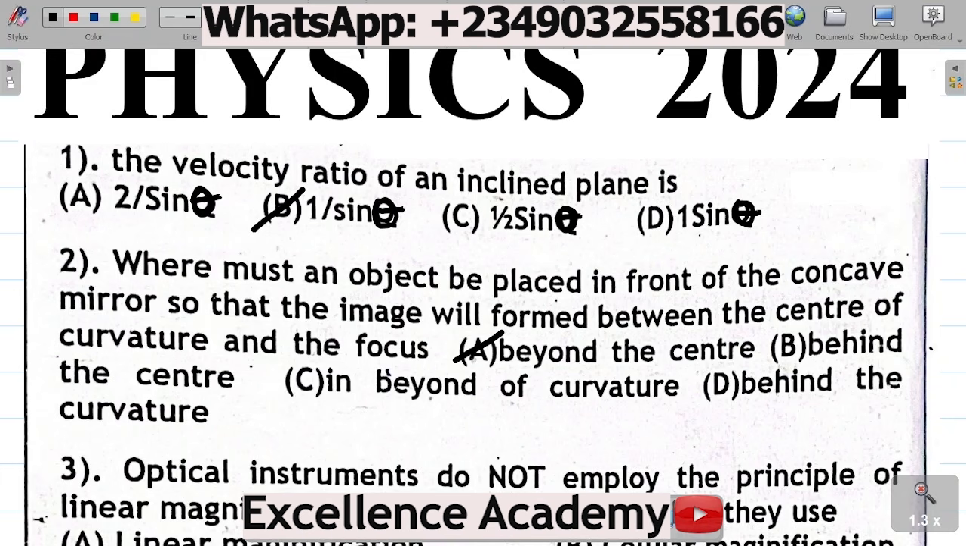Now you want to note that for an image to be formed between the center of curvature and the focus for a concave mirror, the object must be placed beyond the center in front of the concave mirror. So A is the correct answer. This is actually under optics.